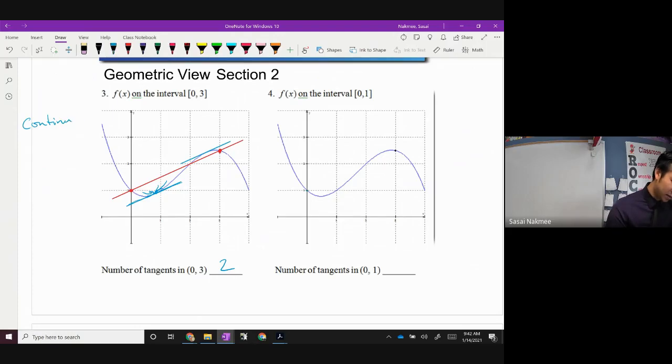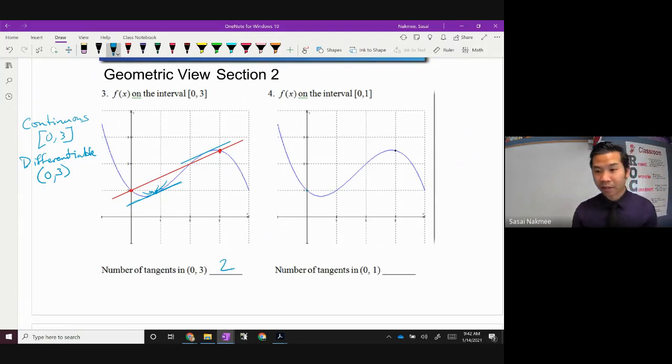There you go. It's continuous on the interval from 0 to 3, and it's clearly differentiable on the open interval from 0 to 3. There's no problem with me taking the derivative from 0 to 3 on that function. So I say graph 3 is continuous and differentiable.